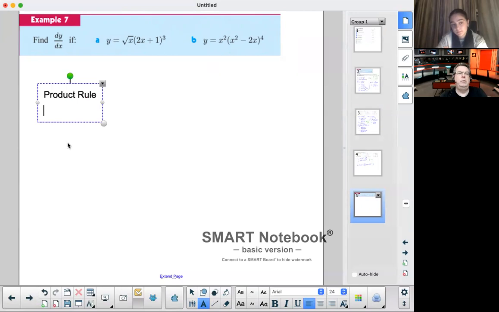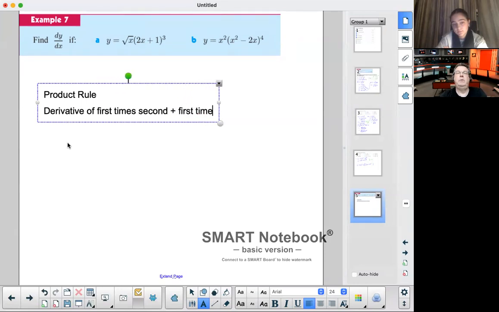And these are in non-mathy, well, sort of non-mathy notation. So derivative of first times second plus first times derivative of second.